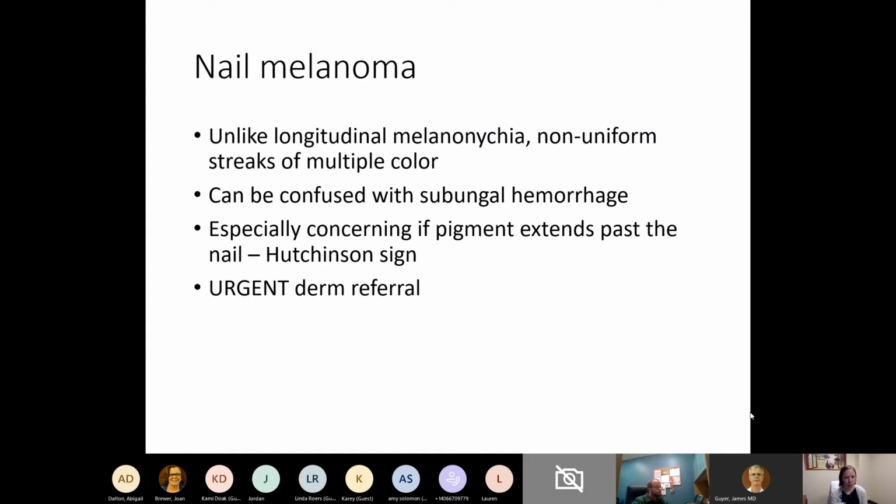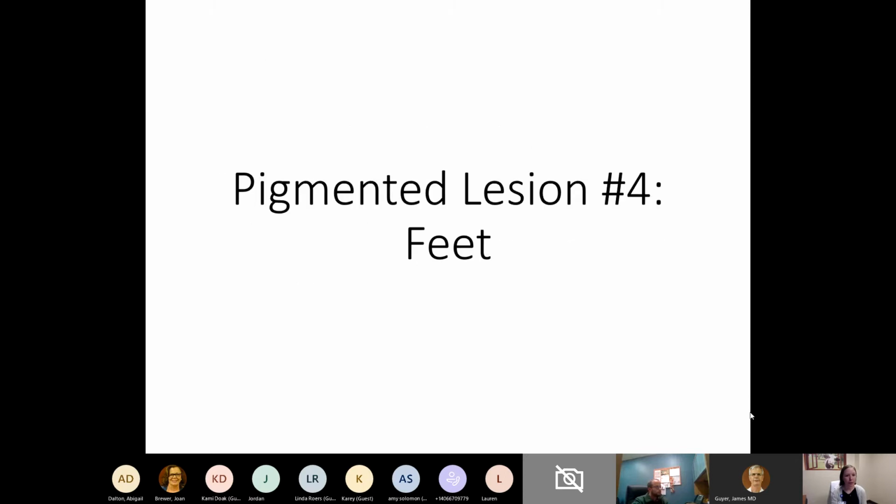And this would definitely be an urgent dermatology referral. I've seen a few cases where I biopsied and then had to send to general surgery for amputation of the whole digit. So it can be pretty extensive if people don't seek care quickly enough.